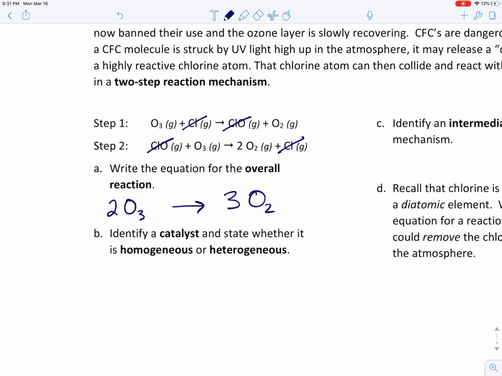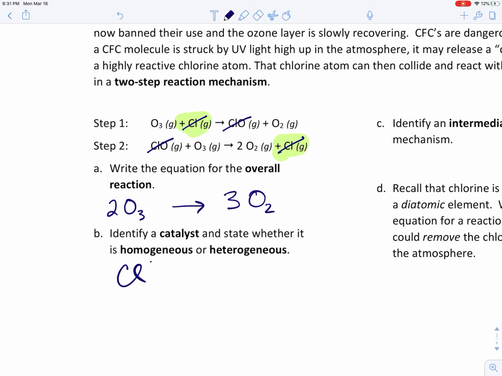Identify the catalyst and state whether it was heterogeneous or homogeneous. Remember that a catalyst is a substance that begins as a reactant, so it's on the left side early in the mechanism, and then later it comes back as a product. By that definition, the Cl was a reactant in step 1, and then it was a product in step 2, so the Cl would be the catalyst.